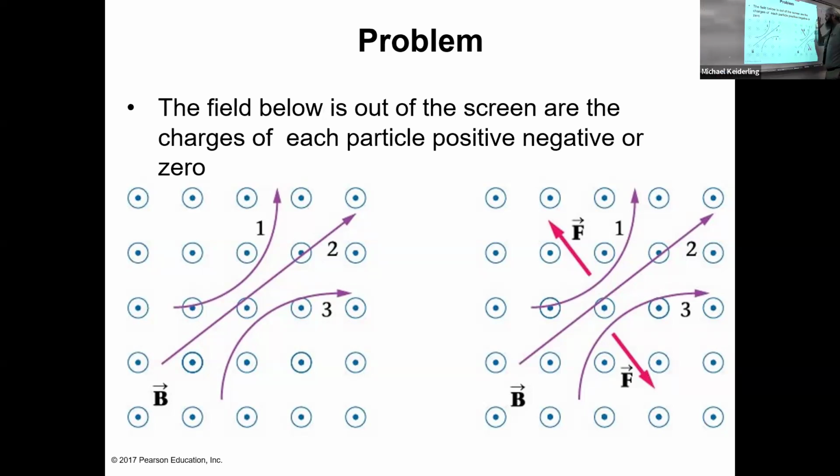So, if I take my right hand, I would start by pointing my fingers in the direction of the velocity. Then I'm going to bend my fingers in the direction of the magnetic field, and my thumb will point in the direction of the force on a positive charge. Number 1 is negative. Number 2 is. Number 3 is, yeah.